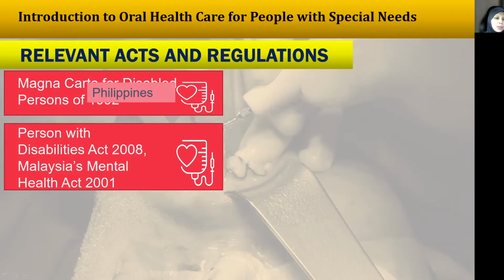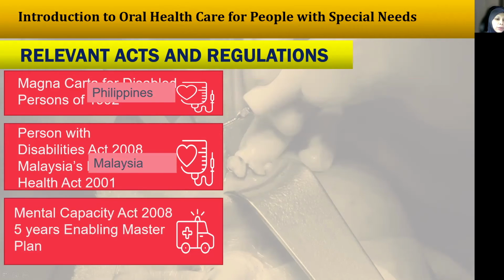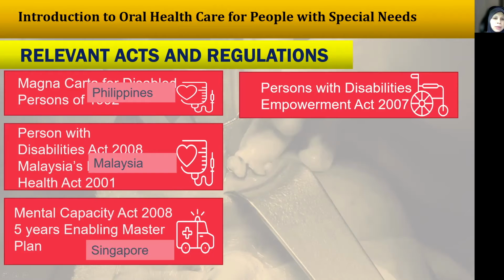So in Malaysia, this is the act. This is a very important act pertaining to people with disabilities, which is called the Persons with Disabilities Act 2008, and Malaysia's Mental Health Act 2001. Right. So this is the one in Singapore: the Mental Capacity Act 2008 and the 5-year Enabling Master Plan. Persons with Disabilities Empowerment Act 2007.